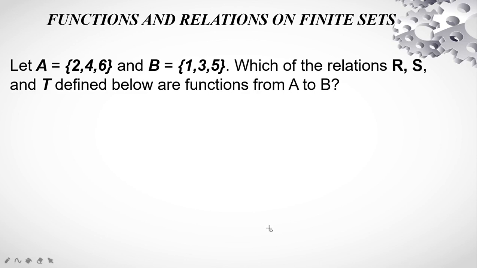So, always remember and always base your answers on our properties, property 1 and property 2. So, functions and relations on finite sets. For example, we have A here. A is equal to {2, 4, 6}. This means all the elements of A are 2, 4, 6. And all the elements of B are 1, 3, 5. The question is, which of the relations R, S, T defined below are functions from A to B?